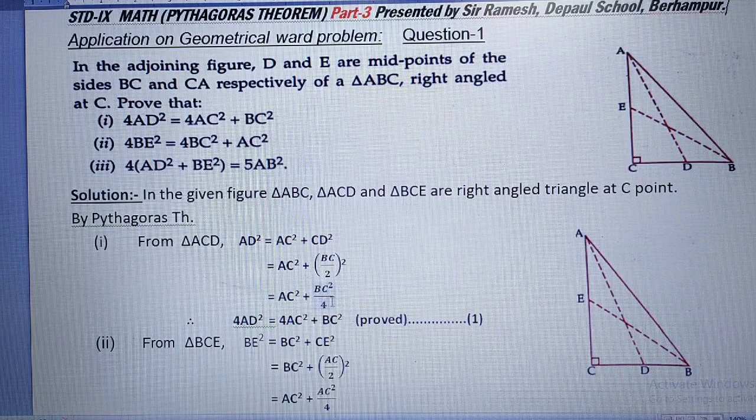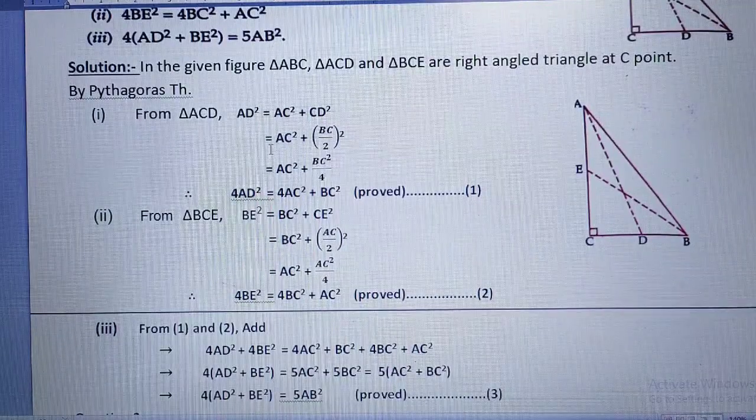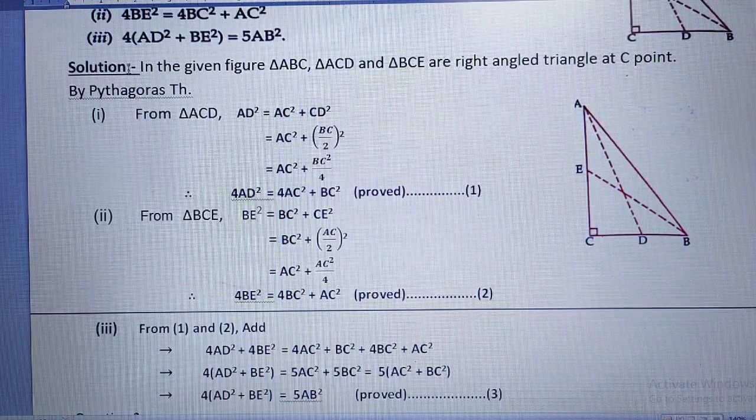Now just cross multiply or find the LCM. Multiply 4 on both sides. So it becomes 4AD square is equal to 4AC square plus BC square. So the first part of the question is proved. 4AD square is equal to 4AC square plus BC square. And second bit, 4BE square is equal to 4BC square plus AC square.